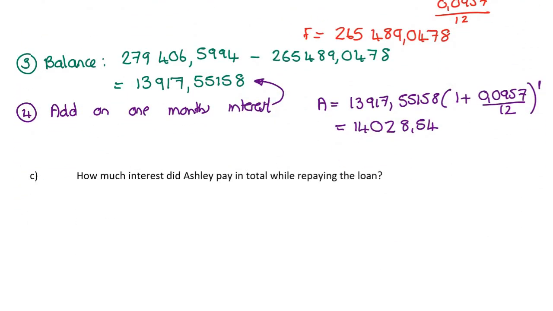Okay, now the question here, again, interesting question. How much interest did Ashley pay in total when repaying the loan? Okay, well, let's look at how much did Ashley actually pay. So she paid 18,000 Rand 14 times, and then 14,028 Rand and 54 cents. So that gives me a total paid of 266,028 Rand and 54 cents.